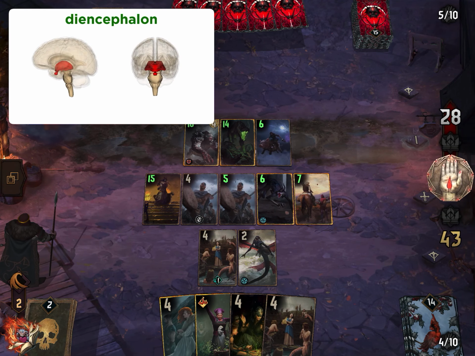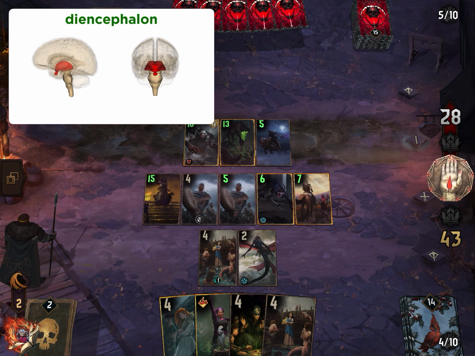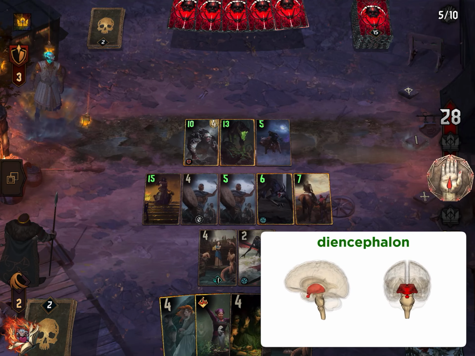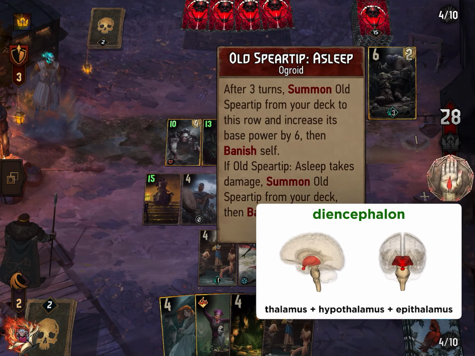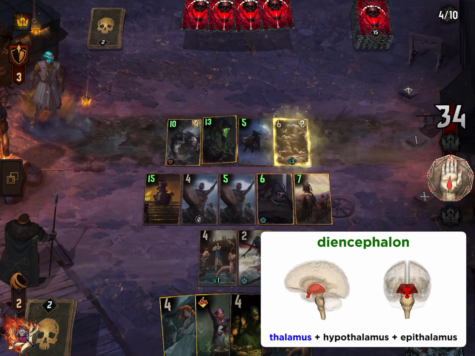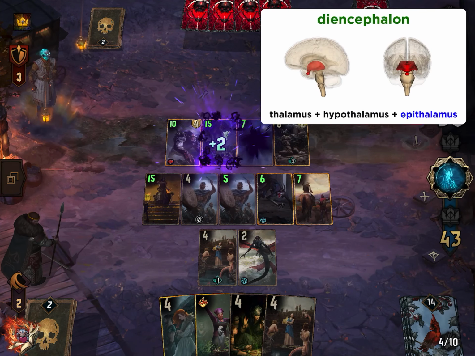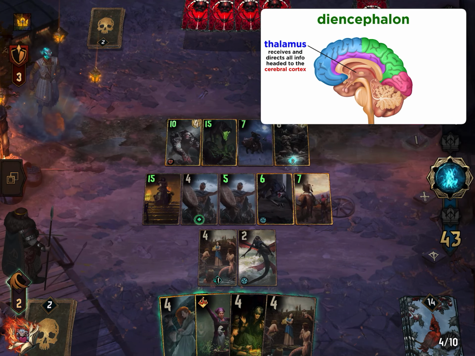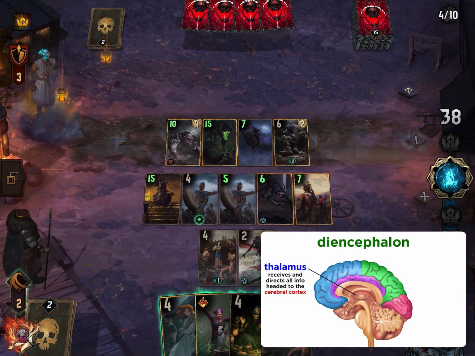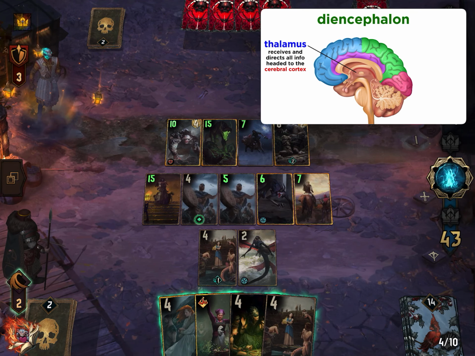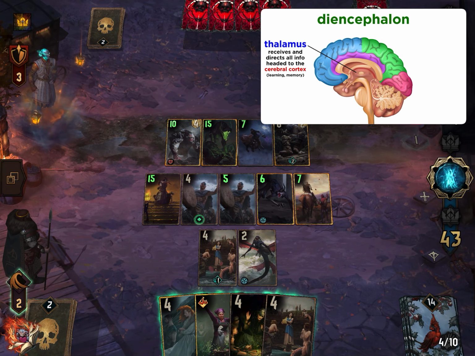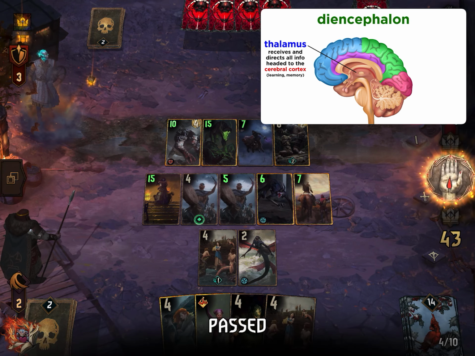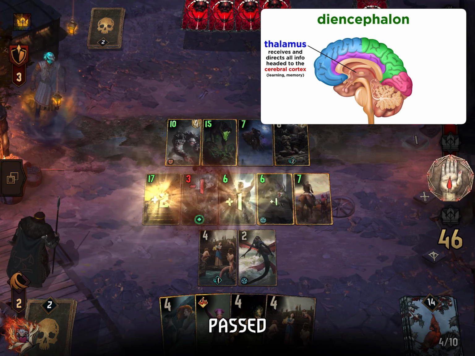Moving on from the cerebral hemispheres, we get to the diencephalon, which sits at the very center of the brain. This consists of the thalamus, hypothalamus, and epithalamus. The thalamus receives and directs all of the information headed to the cerebral cortex. This means it is intimately involved with learning and memory, among other things.